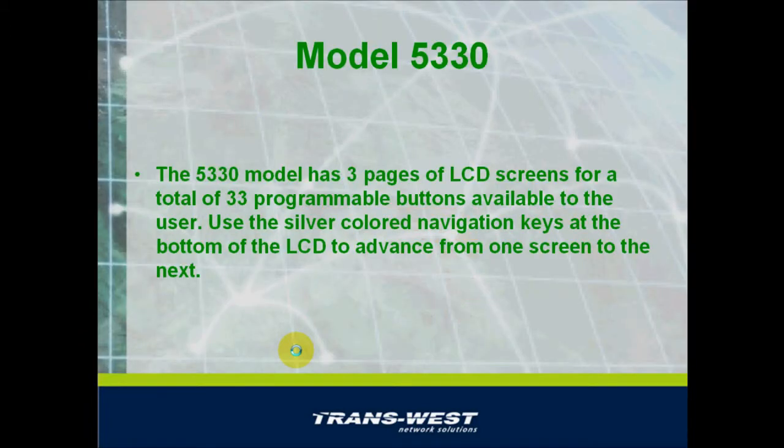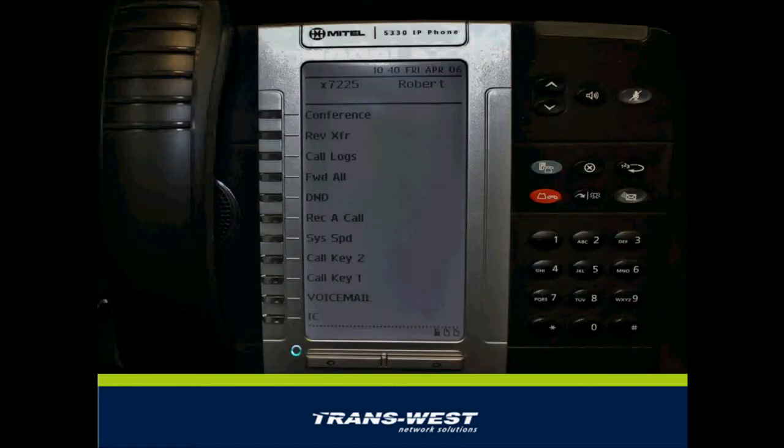Next, we're going to look at a 5330 model. And the first thing that we notice about a 5330 model is the LCD screen is larger yet. Notice that there are 11 programmable keys over in this area here, but actually you have 33 programmable keys on your phone, because if you use these navigation keys down here at the bottom, there are 3 pages of LCD screen available to you, indicated by these icons right here. You'll press your navigation keys to turn to page 1, page 2, page 3 of your LCD, so that's where you're going to find your 33 programmable keys.